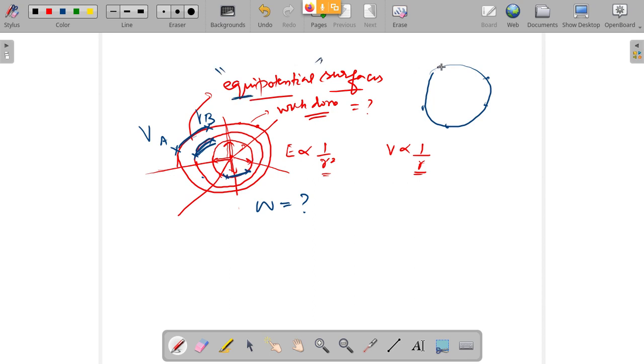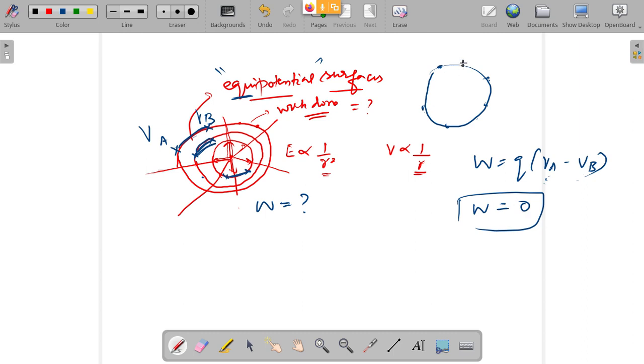So any point you take on the surface, potential is same. So work done is defined as Q into VA minus VB, any 2 points. If potential difference is 0, that is VA minus VB is 0, then work done is also 0, because VA is equal to VB.